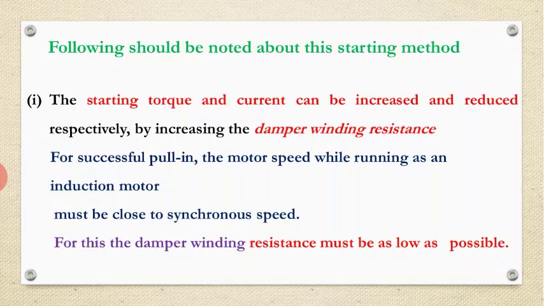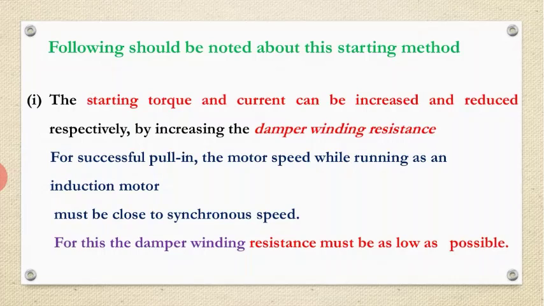So the starting torque we can increase by increasing the damper winding resistance, whereas for successful pull-in, the rotor poles must synchronize with the stator poles. That process is called pull-in. I will explain afterwards how the pull-in process occurs. Please note that the rotor poles will be caught by the stator poles. For this, the resistance must be low.